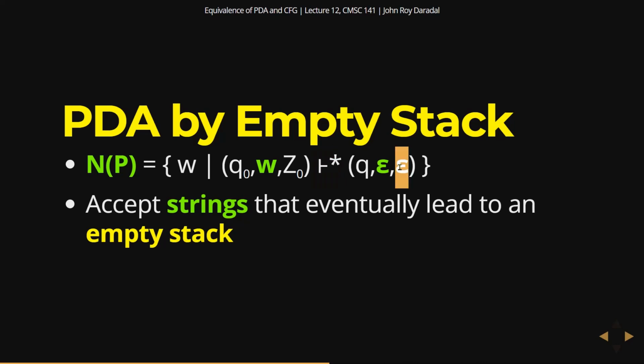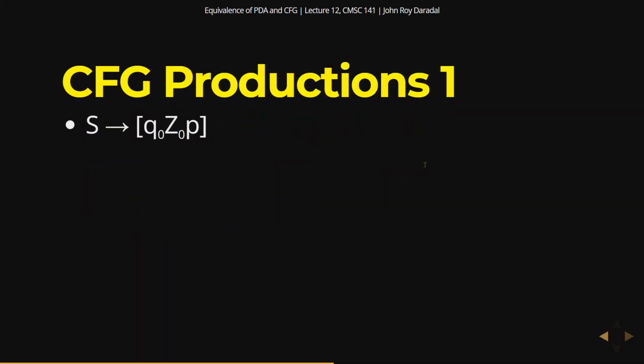So it eventually will lead to an empty stack after processing the whole string. So from W it becomes epsilon, and from the bottom marker it becomes epsilon as well. So literally empty. Okay?